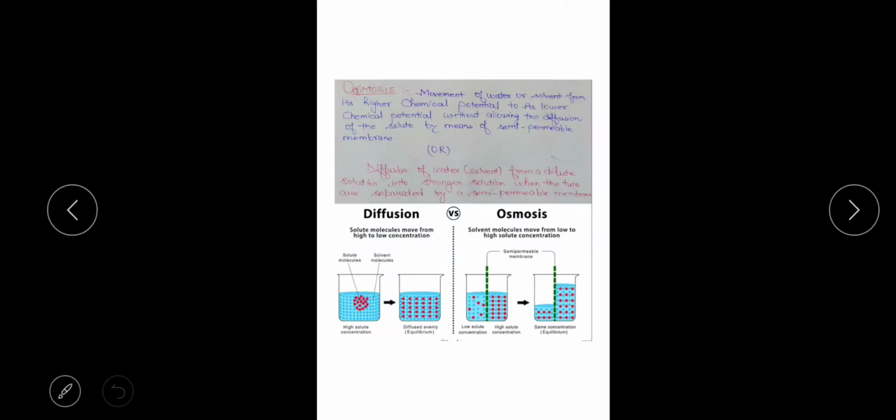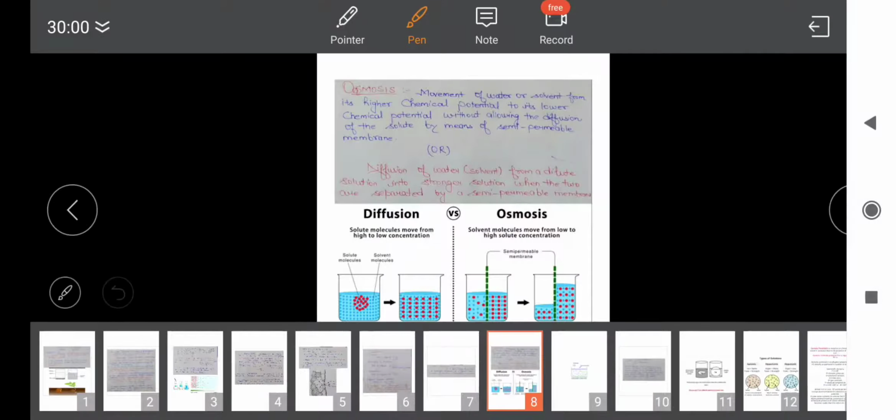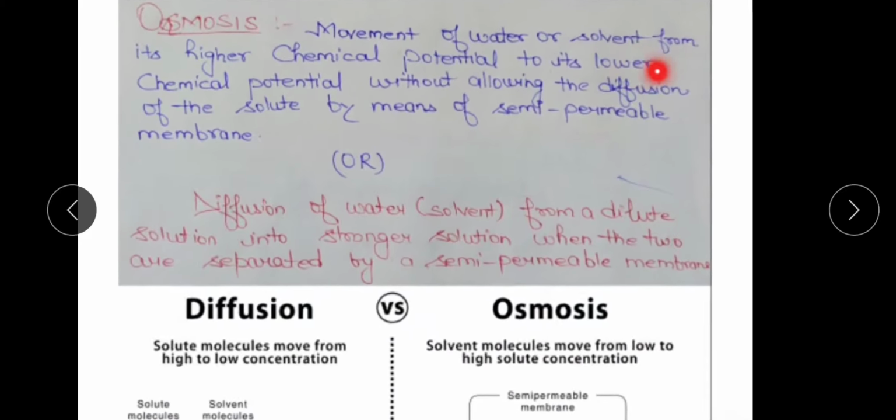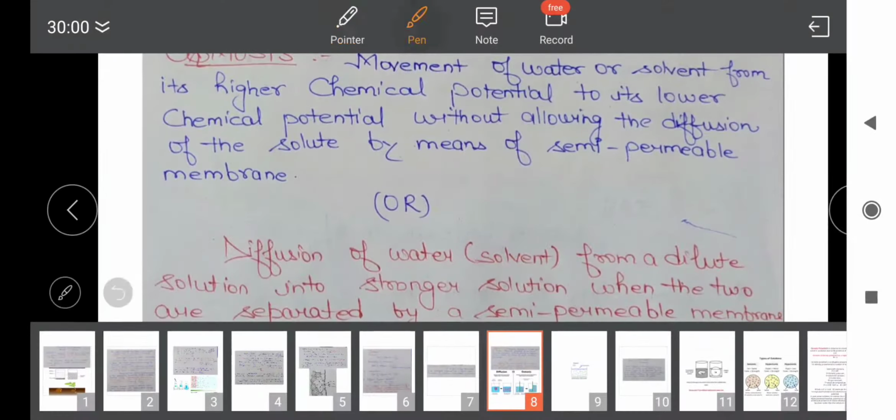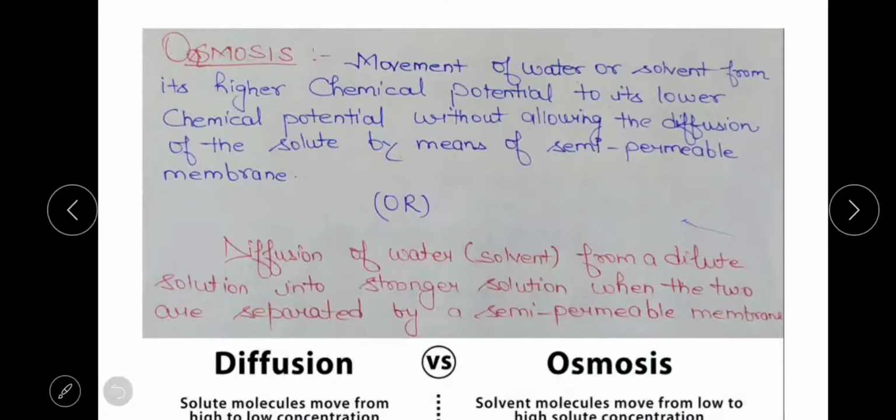So next is osmosis. Osmosis is basically the movement of water or the solvent from its higher chemical potential to its lower chemical potential, without allowing the diffusion of the solute, by means of a semi-permeable membrane.